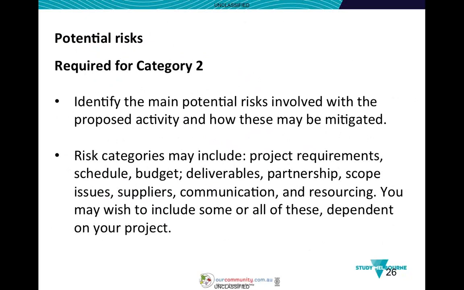Now, some examples of risk categories: project requirements, the schedule, the budget, deliverables. It could be the partnership. What happens if one of the partnerships doesn't go ahead, if one of the partners isn't able to commit? It could also be issues with scope creep, suppliers that you're relying on, communications, resourcing. Another key one not to forget, particularly if you're depending on individuals, is what we call key person risks.